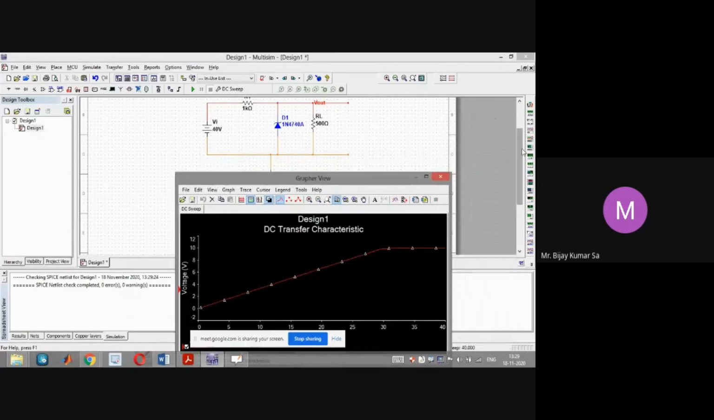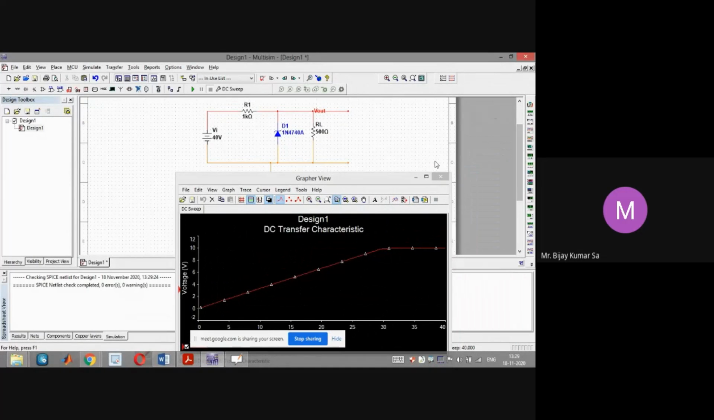In reference to the circuit we have drawn, you see this is VI axis. This is VI axis. And this is V output axis. This is V out axis. So we have calculated, you have also calculated that VI minimum is 30.15. So you see 30.15 value of VI, this is the critical point.